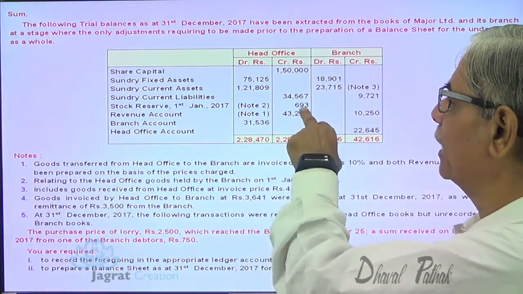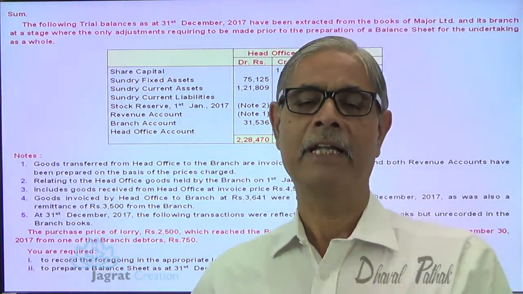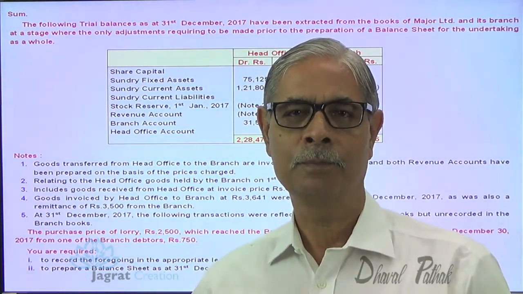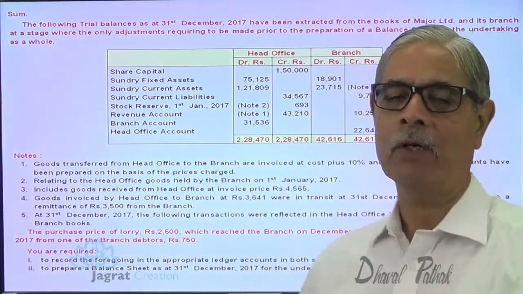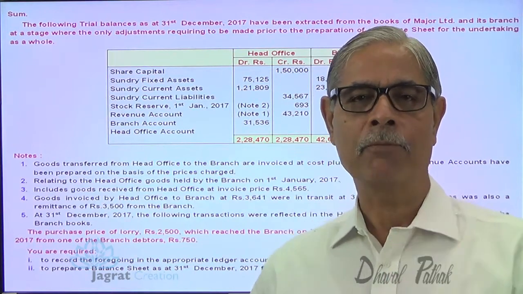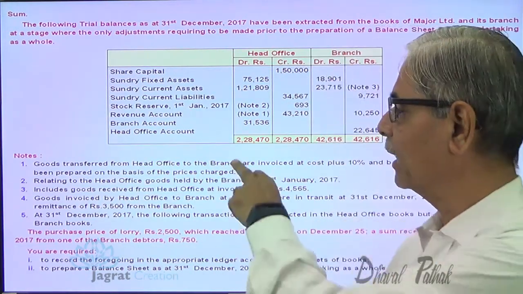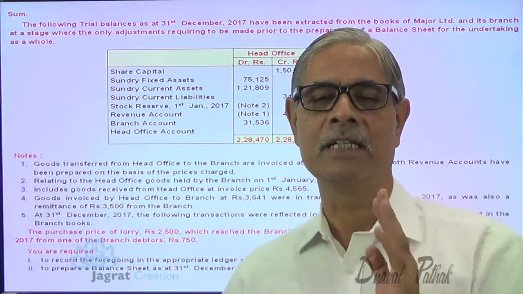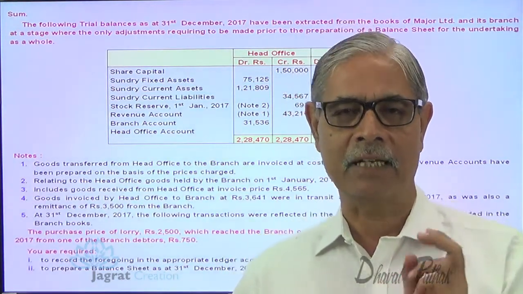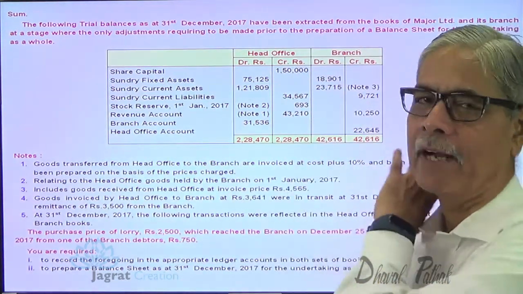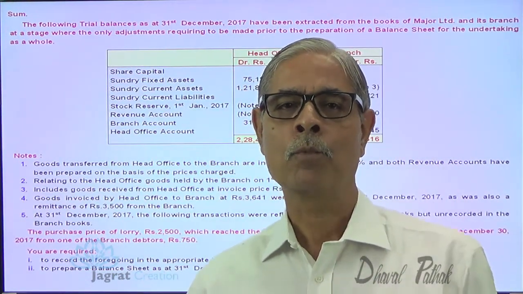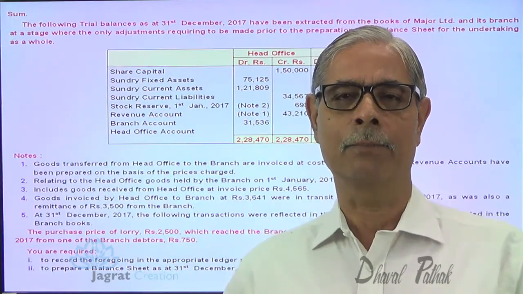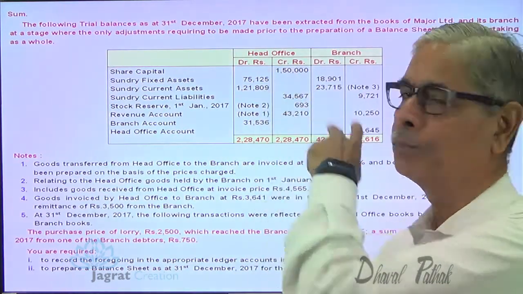The existing stock reserve is 693. So do I require additional stock reserve, or is the stock reserve more than what I need? That we shall decide by finding out the unrealized profit in this closing stock plus goods in transit. And whatever additional reserve is required to be made, for that the adjustment entry will be recorded in the revenue account.